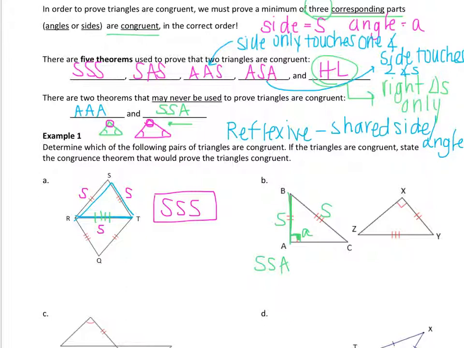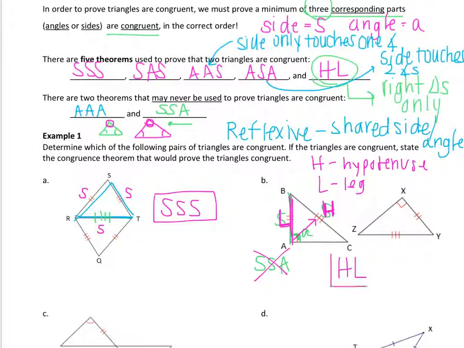So instead of using S's and A's, because it's a right triangle, we get to try HL. Remember, HL is used for right triangles. H stands for hypotenuse. And L stands for leg. So I look for the hypotenuse, always across from the right angle. So I'm going to relabel this as an H instead of an S. And then a leg makes up part of the right angle. So this here is an L. So instead of SSA, we now have the triangles congruent by HL.